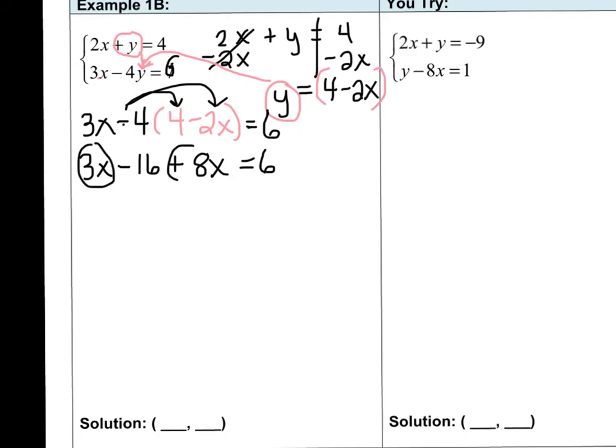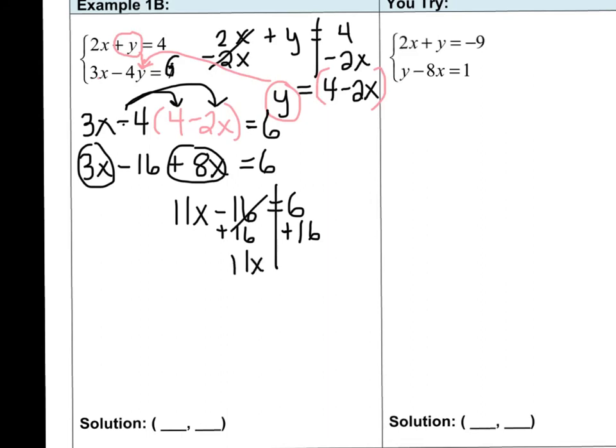Next, we will combine like terms. 3x plus 8x is 11x. We will minus 16. But now to get rid of the 16, we need to add it to both sides. So 11x equals 22. The last step to solve for x is to divide both sides by 11. And when we do that, we get x equals 2. So now we know the first part of our ordered pair is 2.